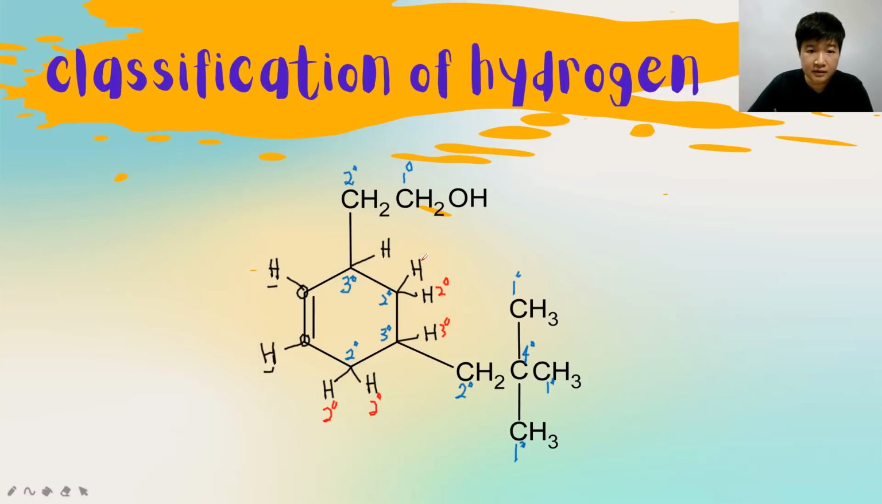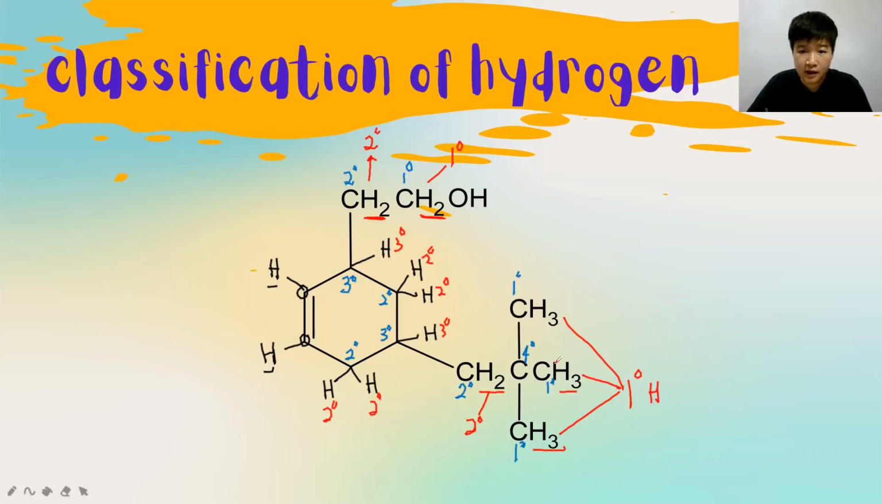Secondary hydrogen over here. Secondary hydrogen over here. Tertiary hydrogen. All of these 2 hydrogen will be secondary. Or both of these hydrogen will be primary because they are bonded to a primary carbon. Both of these hydrogen will be secondary because they are bonded to a secondary carbon. Or these 3, and these 3 will be primary hydrogen because all of them are bonded to a primary carbon. So all the hydrogen over here will be primary hydrogen.